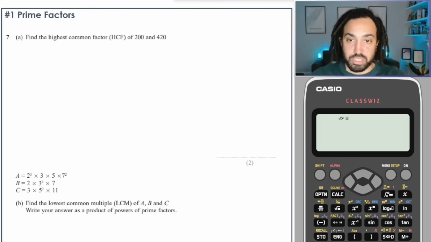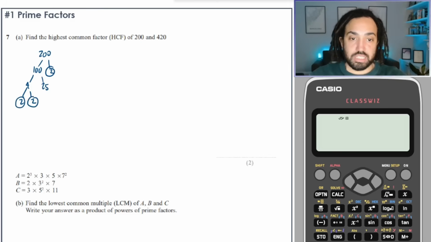Okay, prime factors. Let's get into it. So we need to split these numbers up. 200 is 10 times 20. It is 4 and 25. Don't know why I did that, but why not? That's 2 and 2, and that's 5 and 5. Okay, we circle the prime numbers.